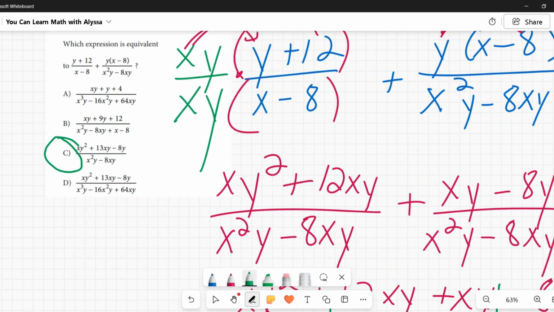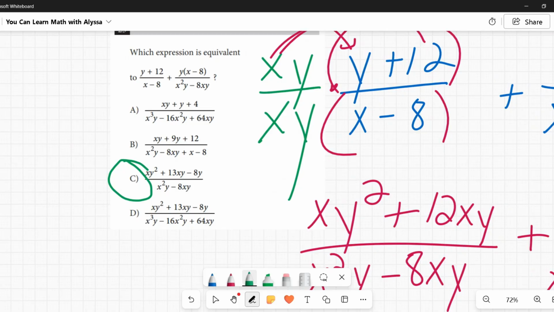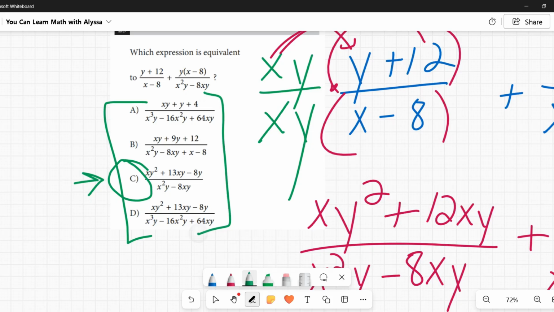Now I'm going to zoom in on those answers. If you look at this, you see how this is the only one that has x squared y minus 8xy. So it is reasonable, once you get to the point where you know that the common denominator is going to be x squared y minus 8xy, that this is the answer, given our other answers.